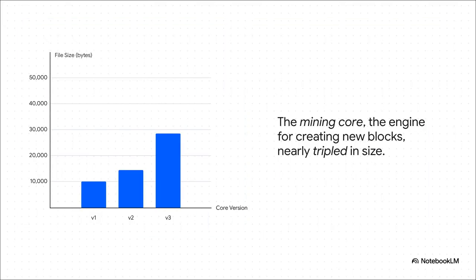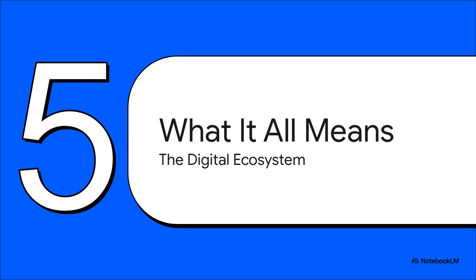And this growth isn't a one-off thing. The mining core, that's the engine that actually builds new blocks. It almost tripled in size from version 1 to version 3. I mean, that kind of explosion in size and complexity tells you that the system's capabilities were growing incredibly fast. Okay, so we've looked at the data, we've looked at the code, we've even tracked how it's evolved over time. Let's take a step back now, zoom out, and put all these pieces together to really see the big picture.